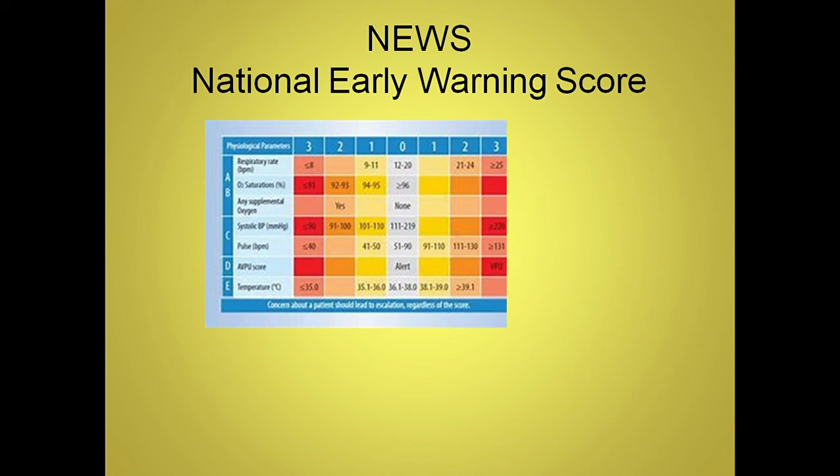Also, if we have a quick look at the pulse, we just said that the JRCALC quotes 60 to 100, where on the NEWS score they're suggesting 51 to 90 scores a 0. So it's just being aware of the slight variations.